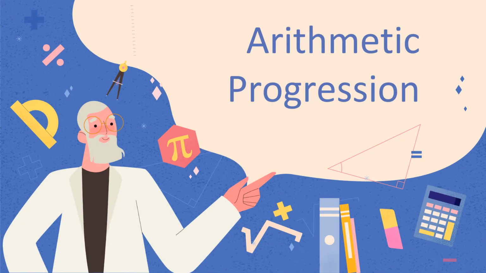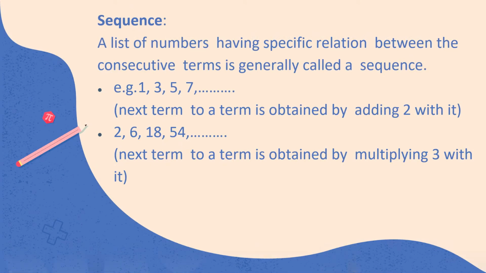Welcome to eSkill Point. We are talking about arithmetic progression, also called AP, and we also want to know how it is different from geometric progression, which is not the focus of attention right now. Before we start looking at AP, I want you to know what a sequence is.